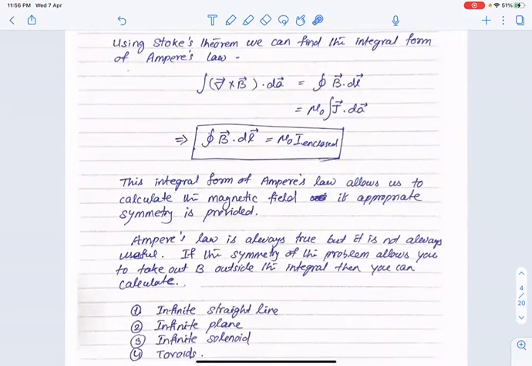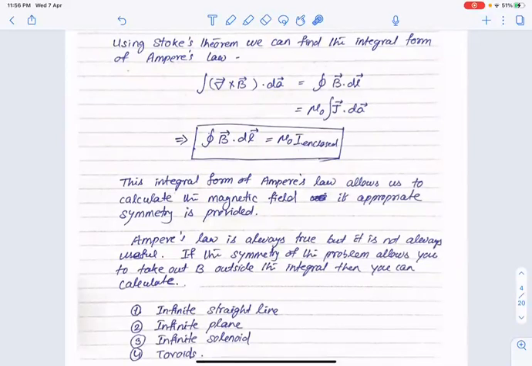Okay. So Ampere's law is a very important law in magnetostatics because it allows you to calculate B wherever symmetry allows you. If you are provided with an appropriate symmetry, you can calculate B using Ampere's law very easily. So, what do I mean by that?